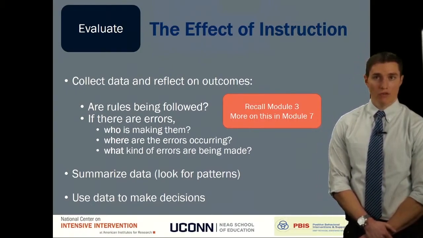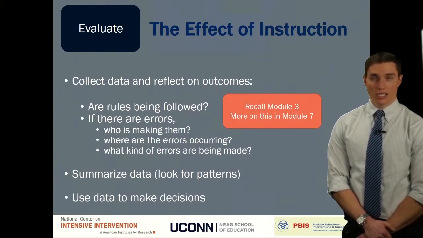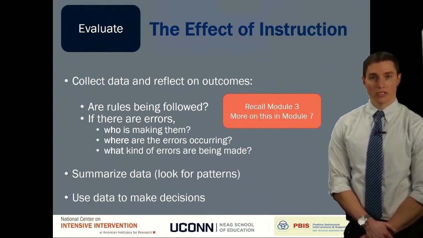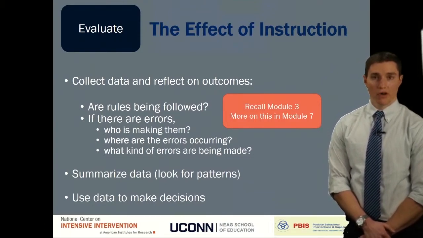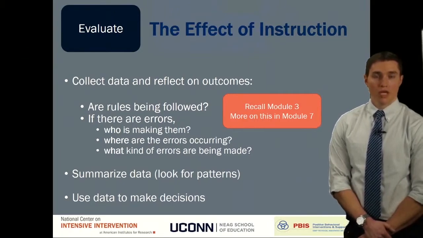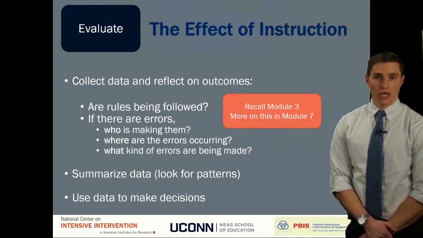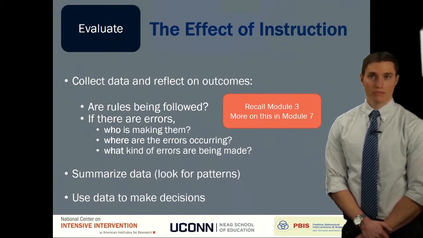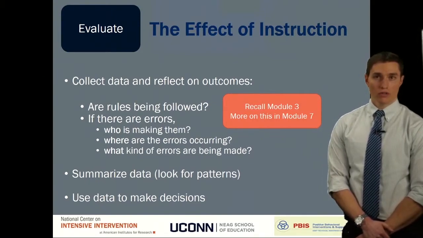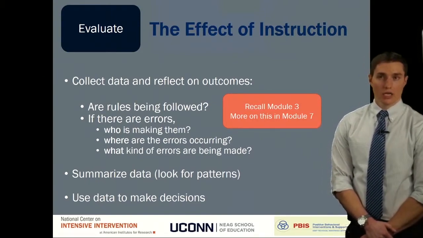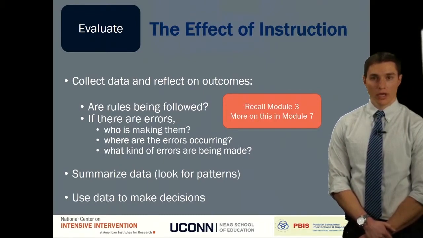I've established my behavioral matrix. Now, as I've done that, can I confidently say that those rules are being followed across time? And what type of data will I need to collect and gather in order to rationalize and support that? If there are errors present, you might ask yourself, who's making them? Where are the errors occurring, and/or what kind of errors are being made?